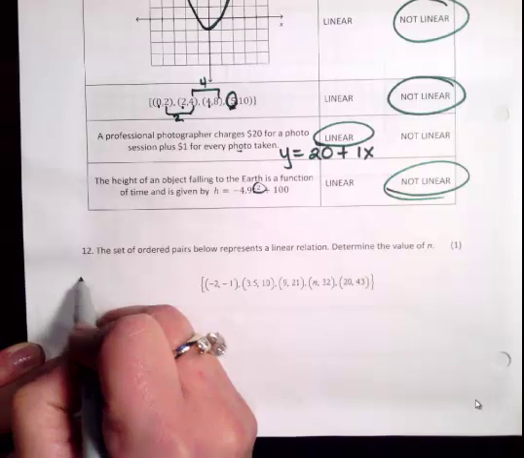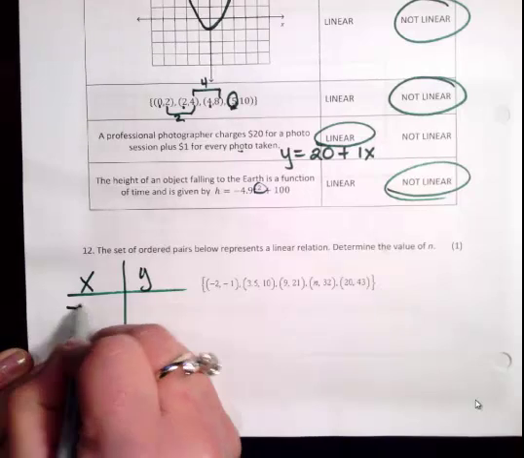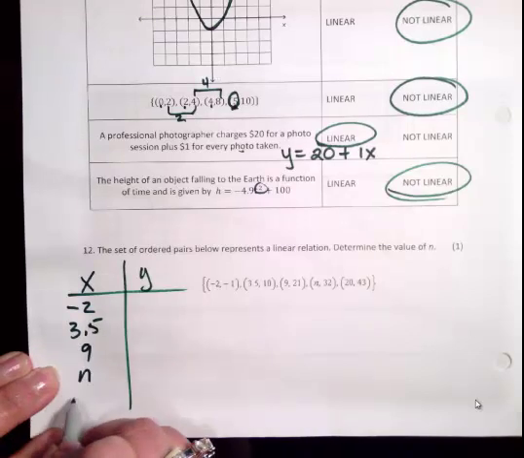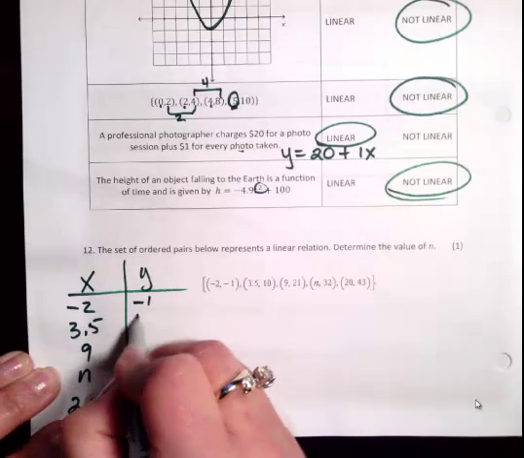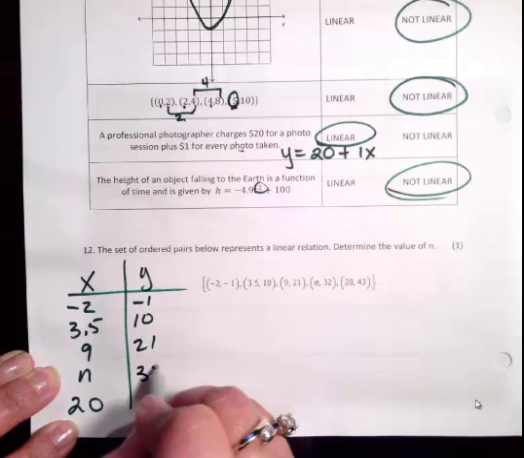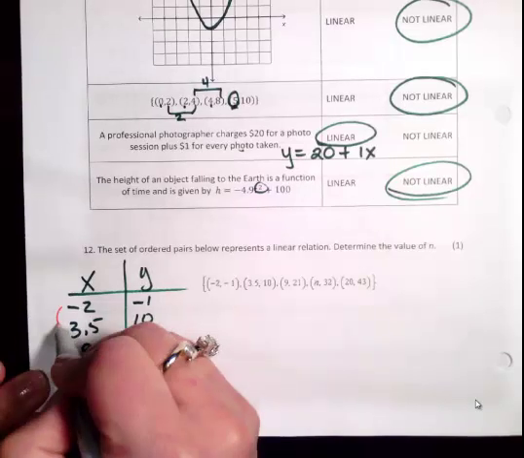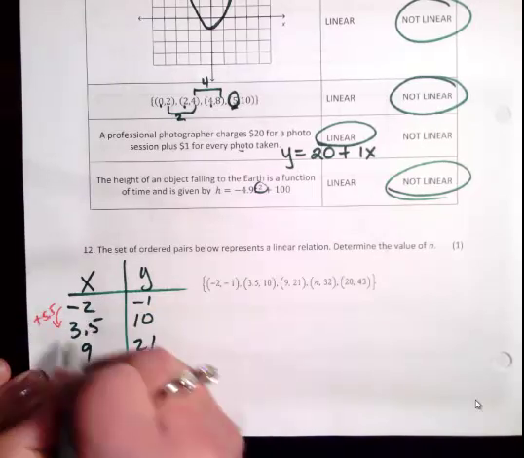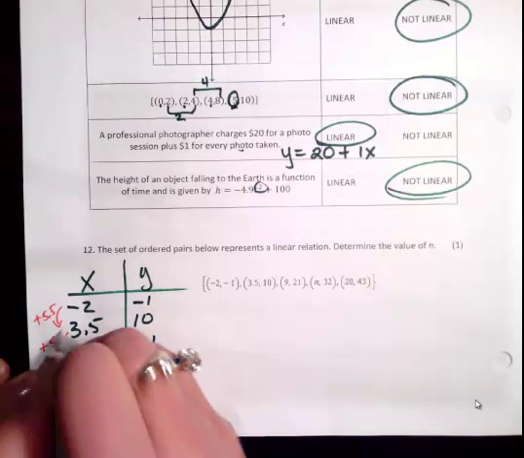So here I'm going to have x values, and then I'm going to put the corresponding y values. The x values are -2, 3.5, 9, and 20, and the corresponding y's are -1, 10, 21, 32, and 43. What I want to notice is what each goes up by. How do I get from -2 to 3.5? Well, I add 5.5. How do I get from 3.5 to 9? Well, I add 5.5.